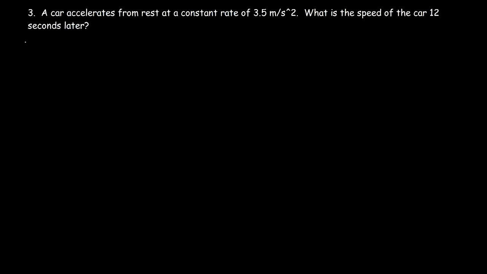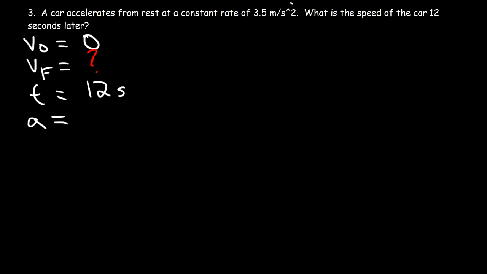What is the initial speed and what is the final speed? What is the time and what is the acceleration as well? Now, whenever you hear the word rest, that tells you that the speed is 0. The car accelerates from rest. That means it's accelerating from an initial speed of 0. Our goal is to find the final speed of the vehicle. So that's what we're looking for. The time is 12 seconds, and the acceleration is 3.5 meters per second squared.